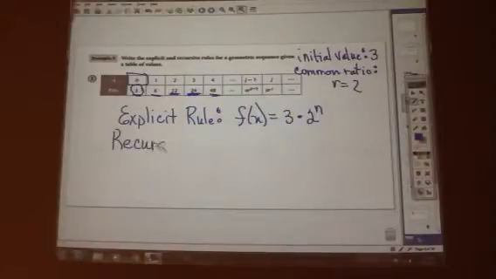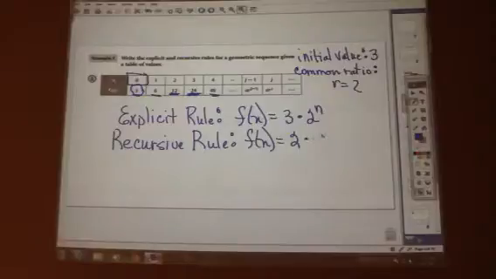Recursive rule. F of n equals R times F of n minus 1. Now here's that extra stuff I told you had to write at the end.